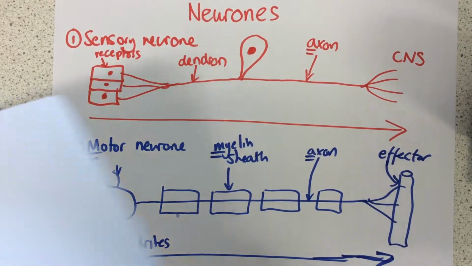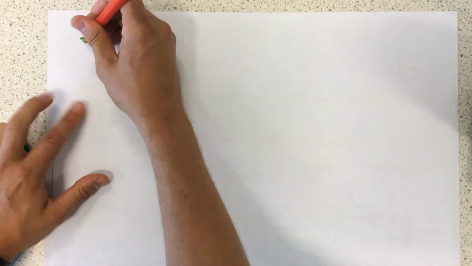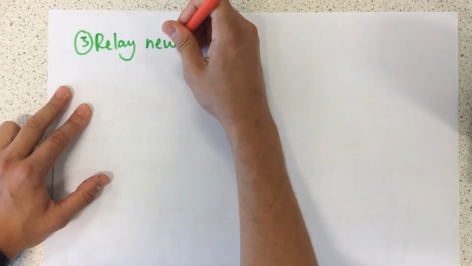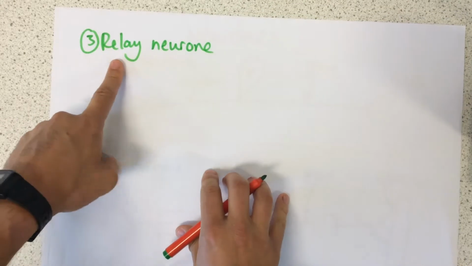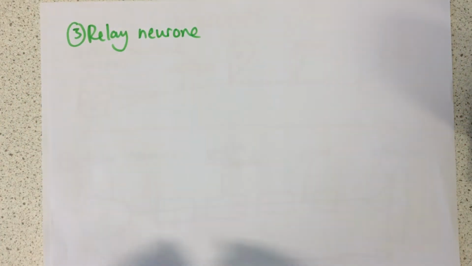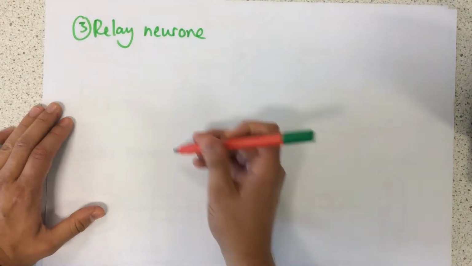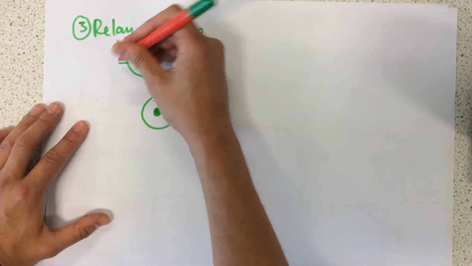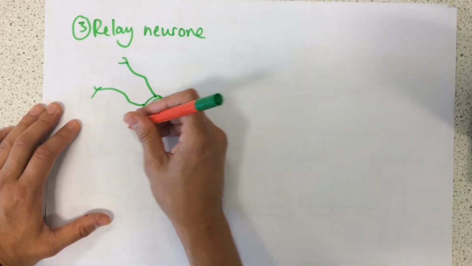The third type of neuron, and final type of neuron we need to know about, is a relay neuron. Now, the way I always remember the job of a relay neuron is I think about a relay race. In a relay race, a baton is passed from one runner to the next. A relay neuron takes information from one neuron to the next.